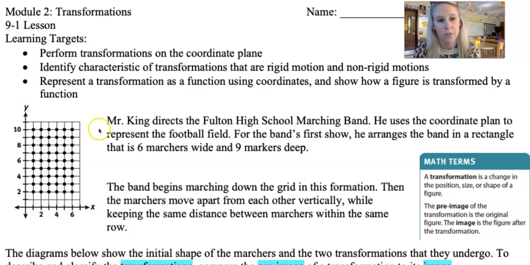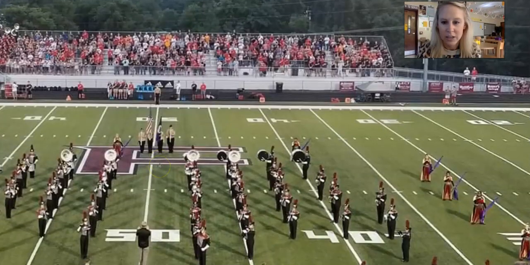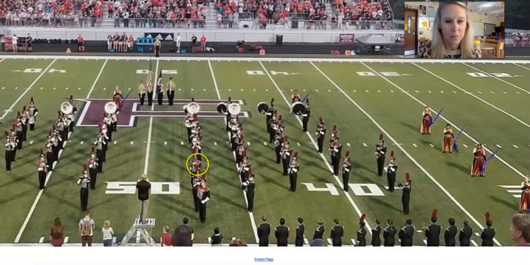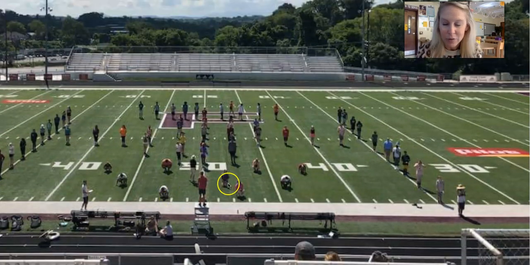So to start off, this 1000% applies to a band. So here we've got Mr. King and the marching band. Here we've got Mardi Gras Parade, which I look a little puppy in the corner. We go to every year. Here's Mr. King, the band director. Here is our Fulton High School band at a football game, and so we're going to kind of talk about their formations and how they apply to geometry from band camp.